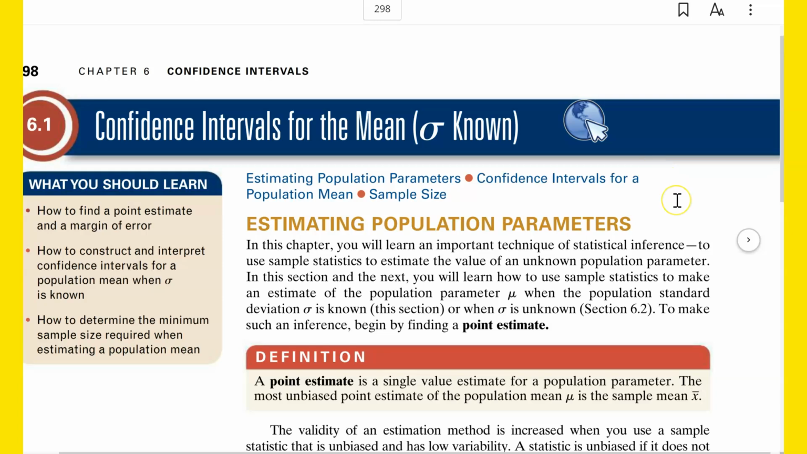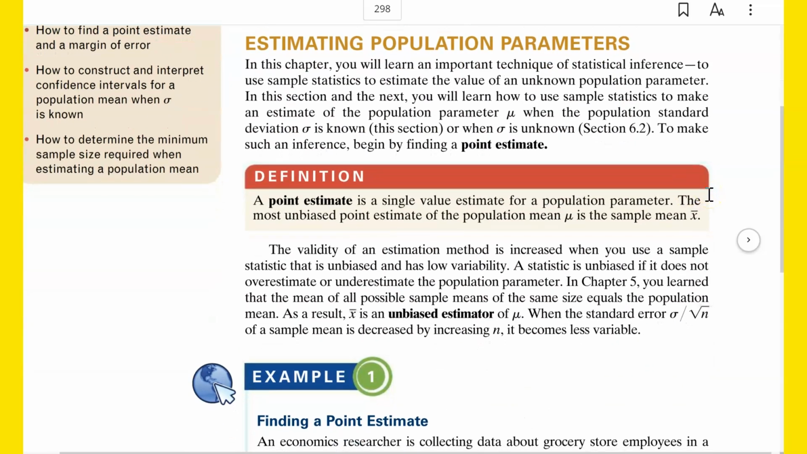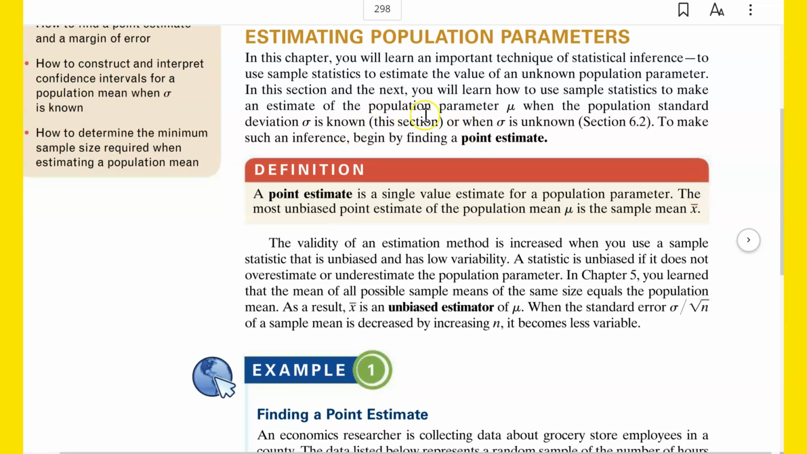All right, so that's just an introduction to this. Let's get on and read some of this chapter and take the concepts as they come. Estimating population parameters. In this chapter, you will learn an important technique of statistical inference: to use sample statistics to estimate the value of an unknown population parameter. In this section and the next, you will learn how to use sample statistics to make an estimate of the population parameter mu, which is the mean, when the population standard deviation sigma is known or when sigma is unknown.